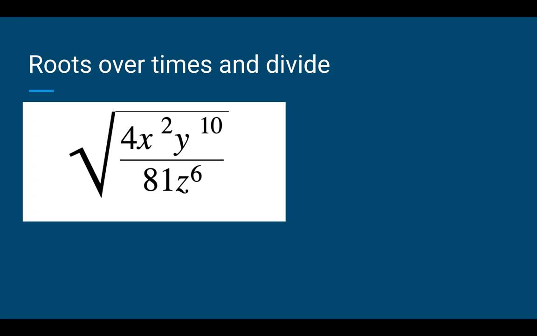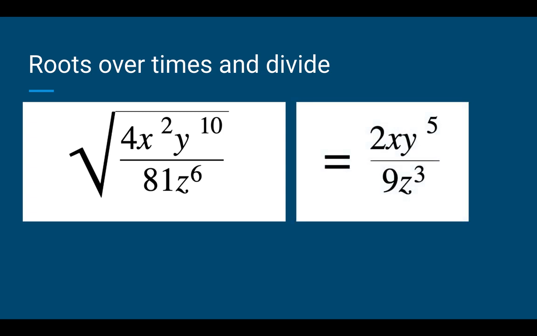You can also apply the roots individually to each coefficient and each variable. So you can take the square root of 4 and get 2. The square root of x squared is going to be x. The square root of y to the 10 is going to be, well, what's half of 10? Y to the 5, right? And on the bottom, you've got the square root of 81 is 9, and the square root of z to the 6 is z to the 3.